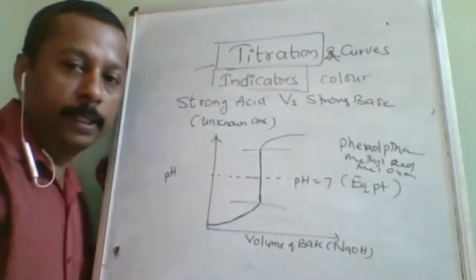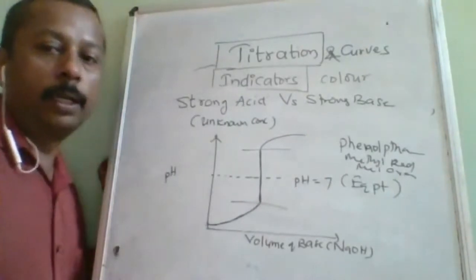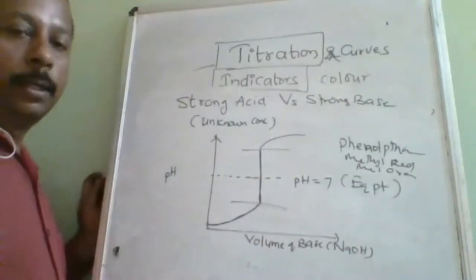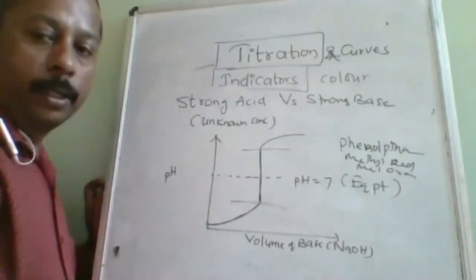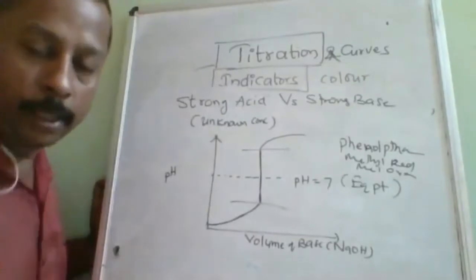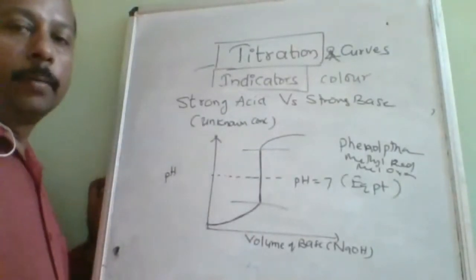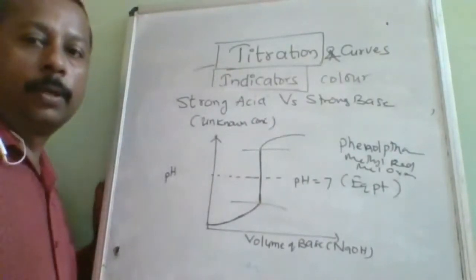So it can cover all three famous indicators. What are those? Phenolphthalein, methyl orange, and methyl red. All of them are suitable for this titration. Is it understood? Any doubt about this? Next I will take another example, of weak acid and strong base. Now I will be asking you people, you should respond.